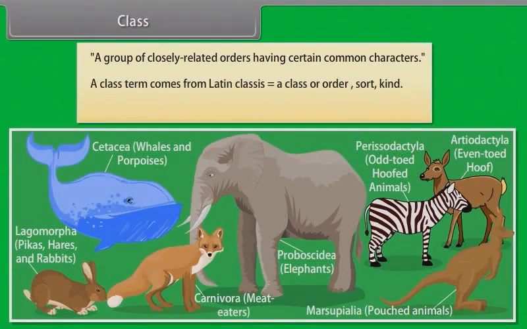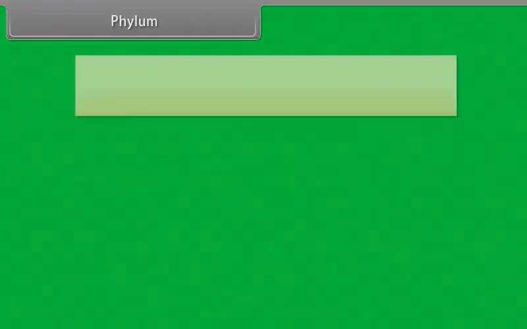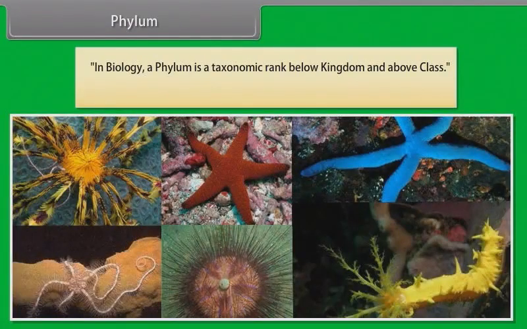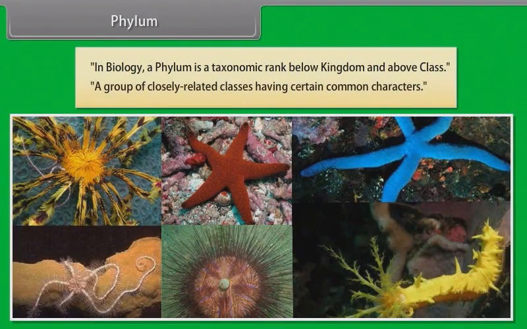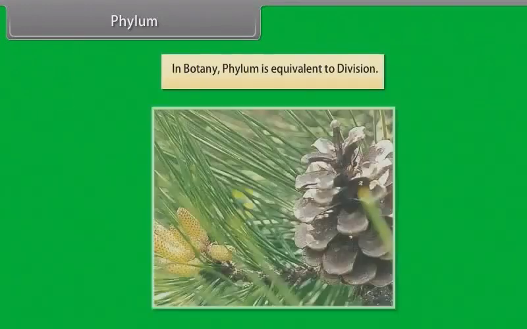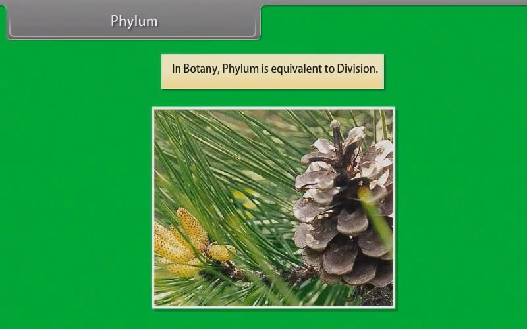The term class comes from Latin classis, a class or order, sort, kind. Example: class Mammalia. Phylum. In biology, a phylum is a taxonomic rank below kingdom and above class. A group of closely related classes having certain common characters. In botany, phylum is equivalent to division.